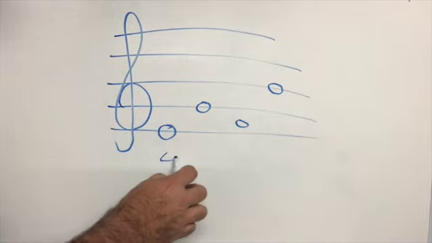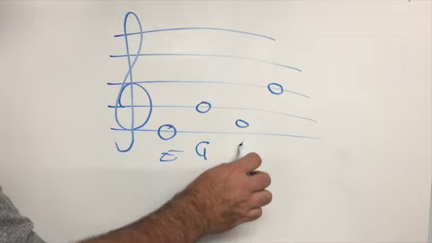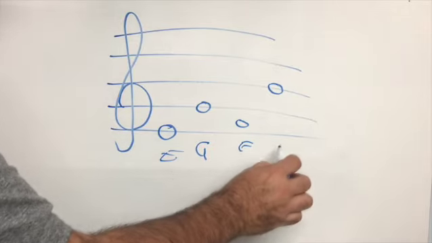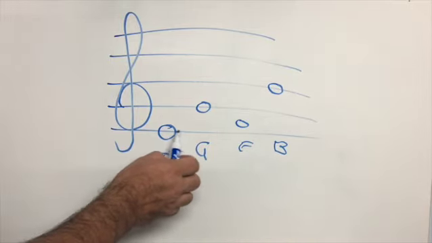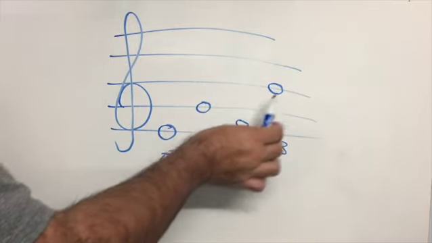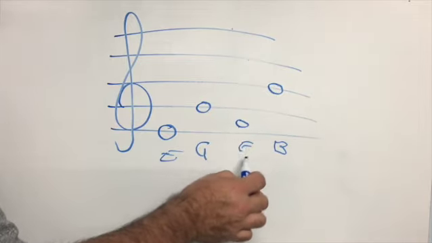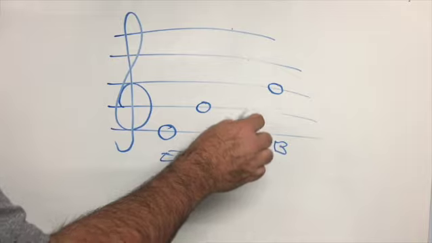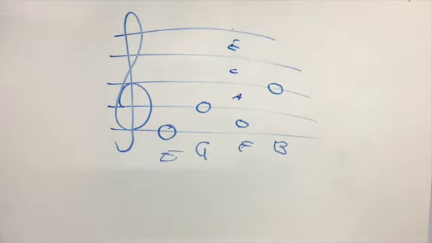Okay, first one, E. Second one, second line, G. First space, F. Middle line, B. Remember, every, second line, G, good. Boy, deserves fruit. And the first space is F. And if you're remembering the rhyme, F, A, C, E spells the word face.